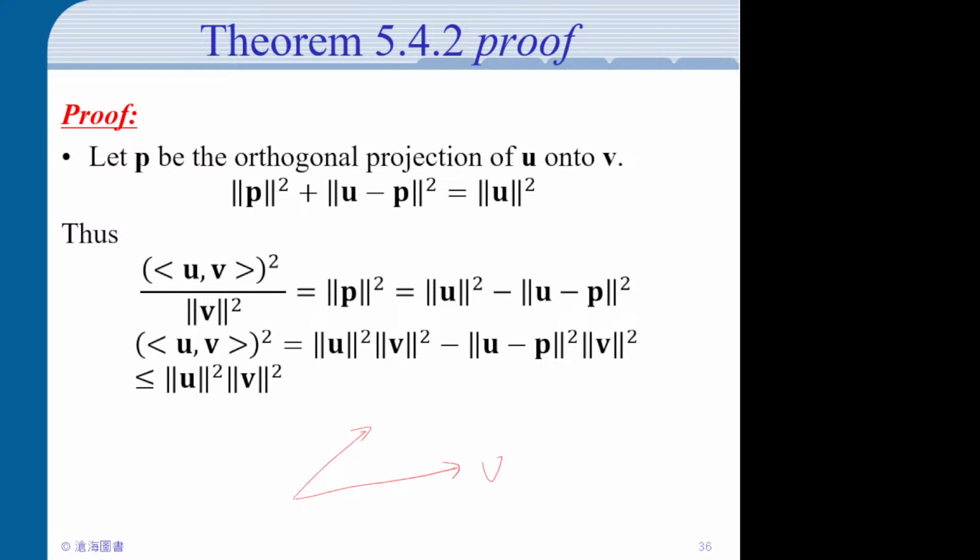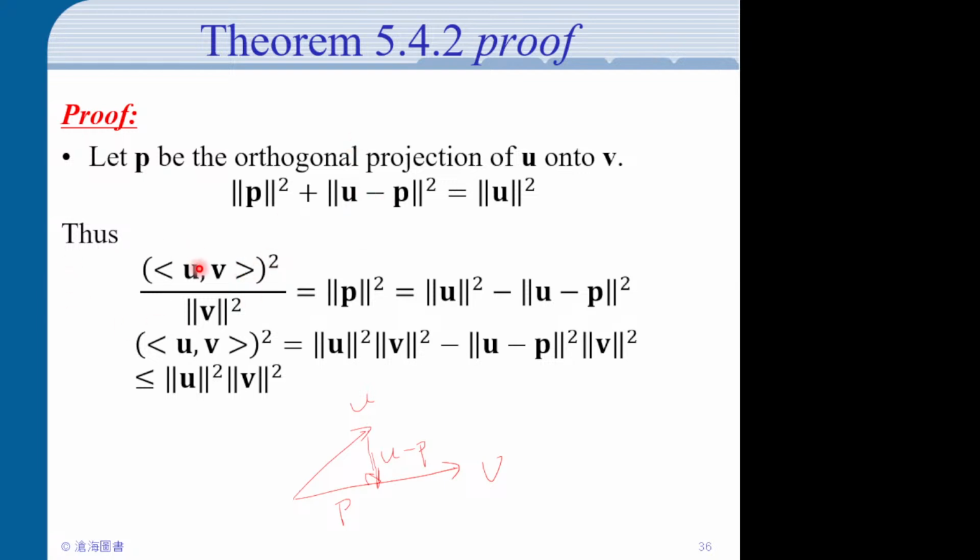So we have V here, we have U here, and we have the orthogonal projection P here, and this is U minus P. So we think about this orthogonal projection P. From what we just proved, P and U minus P are orthogonal. And by the Pythagorean rule, we have the norm of U squared equal to the norm of P squared plus the norm of U minus P squared. Okay, we use this orthogonal projection, and now we do our inner product thing.